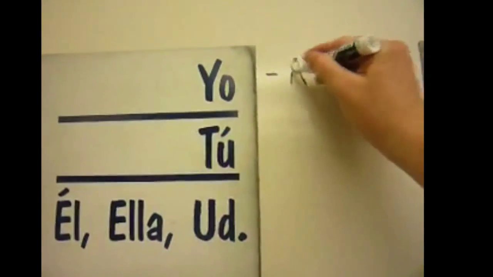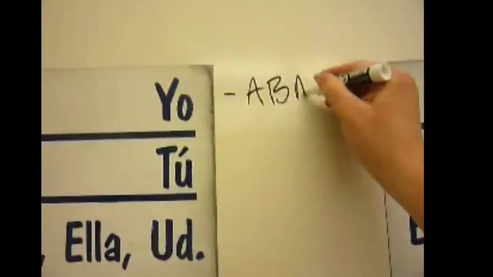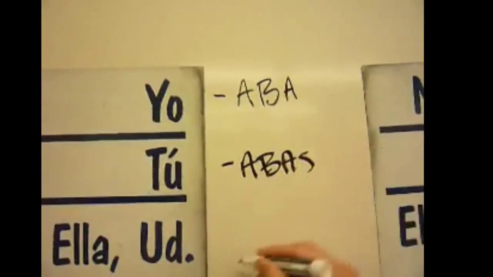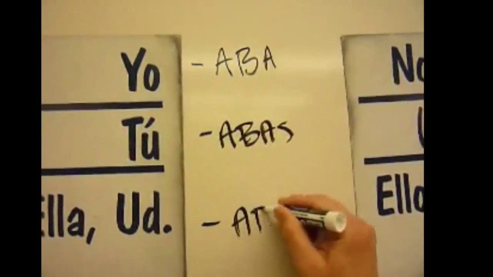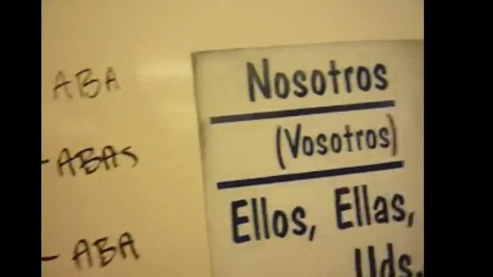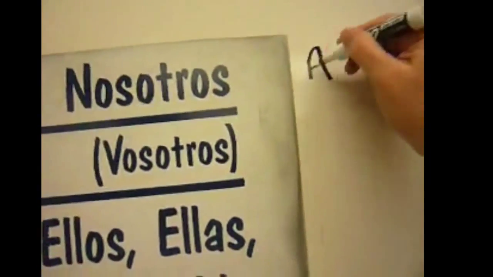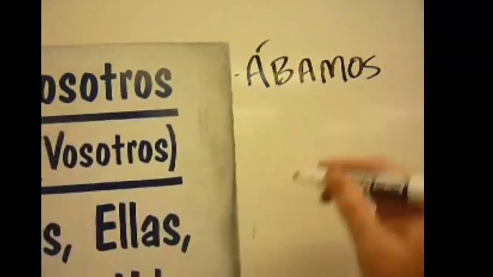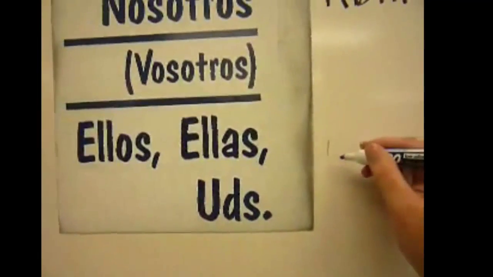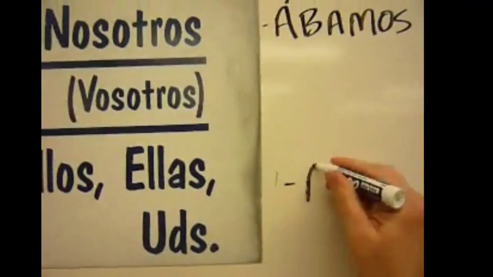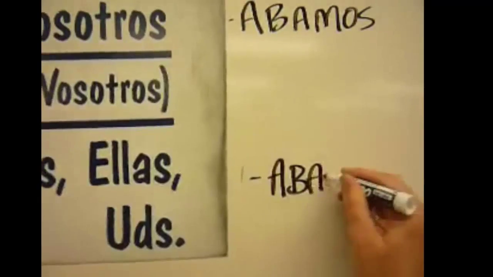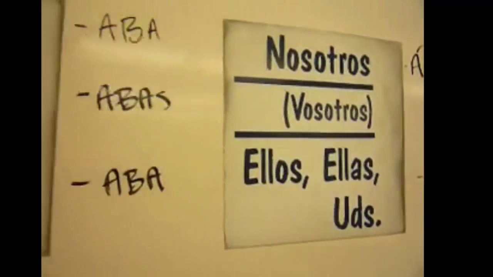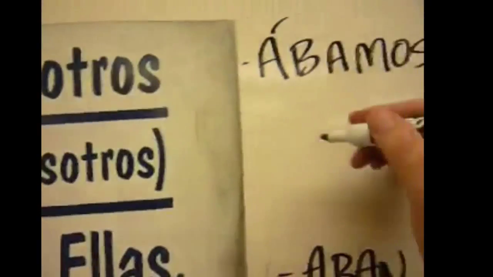So here are the endings for the imperfect of an AR verb: we've got aba, abas in the tú form, aba again in the él, ella, usted form. Notice it's the same as the yo. Nosotros, we have abamos. Now we put an accent over that a here. We'll go back in a second. Ellos, ellas, ustedes, aban, A-B-A-N. Okay, so there we are. There are the endings for the AR imperfect.